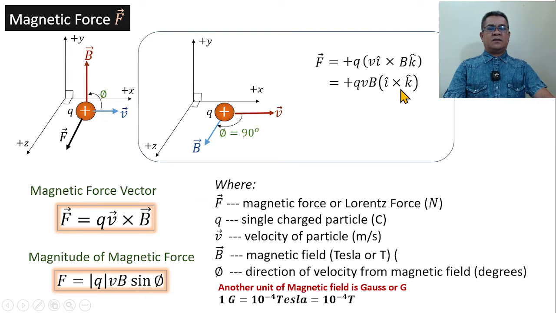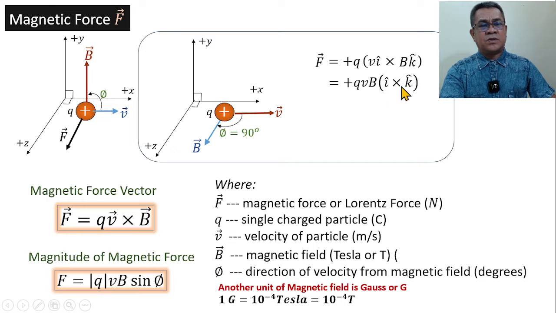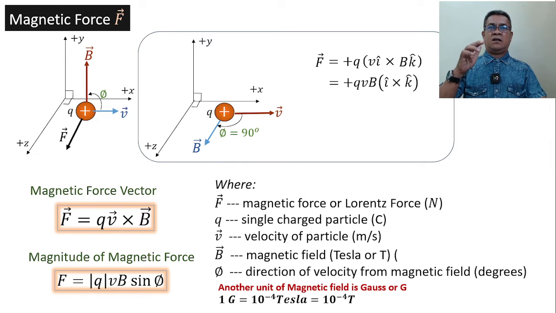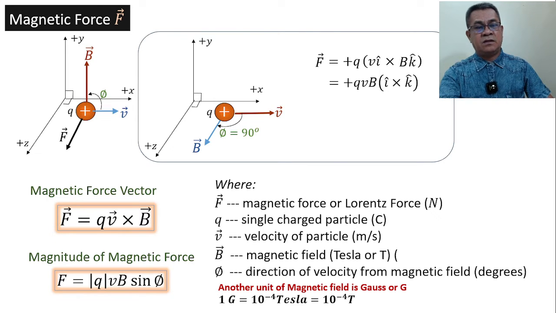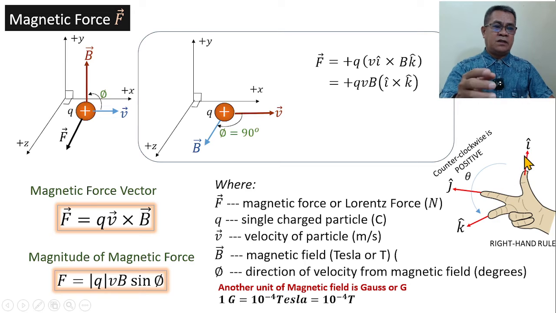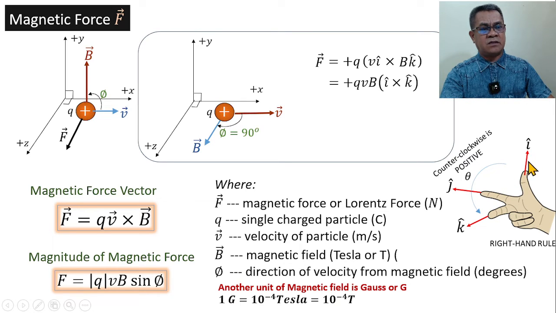Okay. Now, the question is, what is i cross k? So you have to recall your vector analysis. What will be the result if we take the i unit vector cross k hat? Okay, so in order to answer, we have to recall the right hand rule. Now remember, in the right hand rule, we have the x-axis, and we have the i hat towards the y-axis, and the result is k. Now notice that this is counterclockwise.